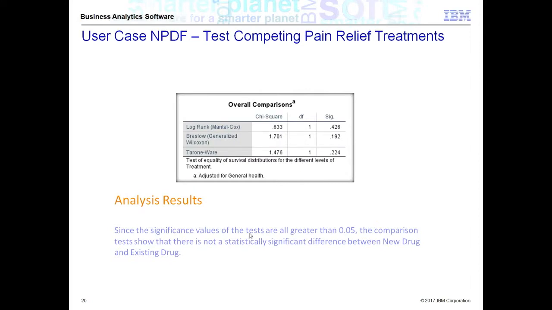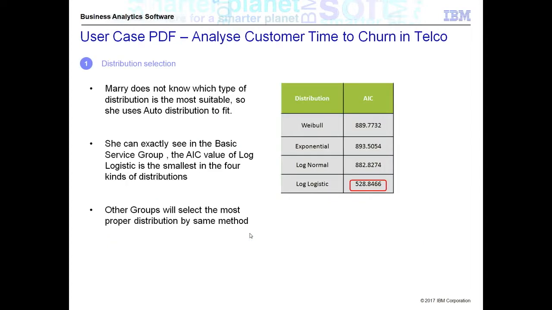Since the significance values of the test are all greater than 0.05, the comparison test shows that there is no statistically significant difference between the new drug and the existing drug. Another use case for NPDF and PRM.